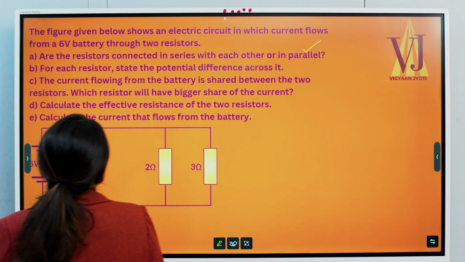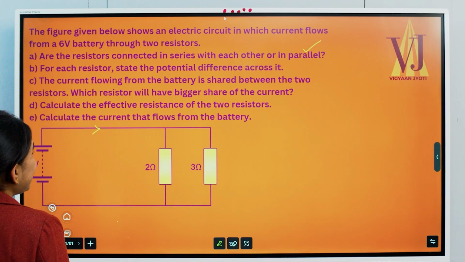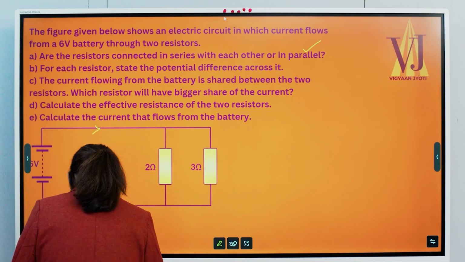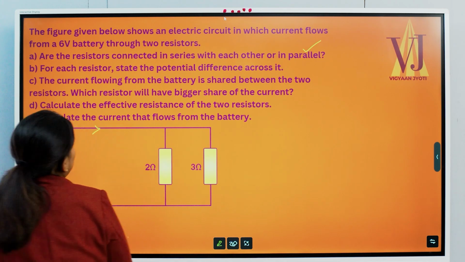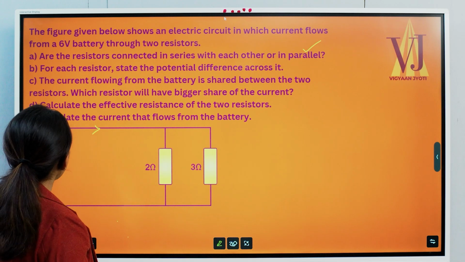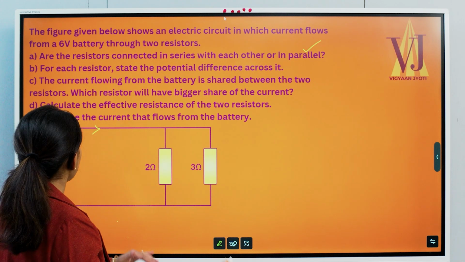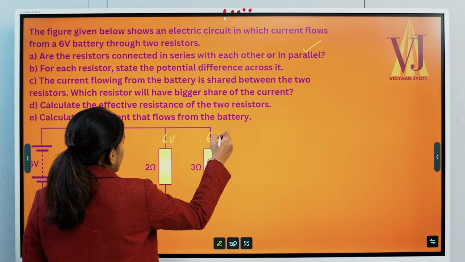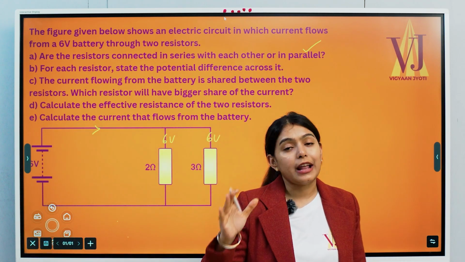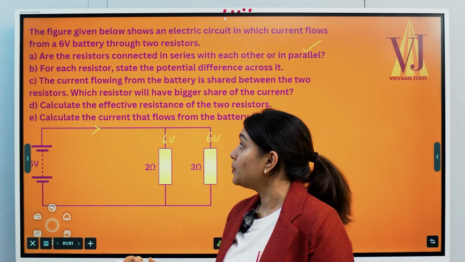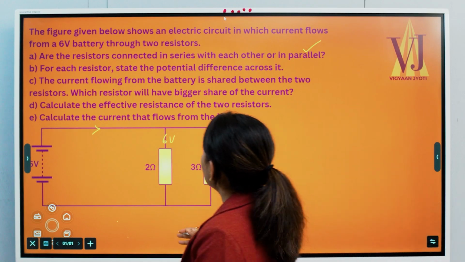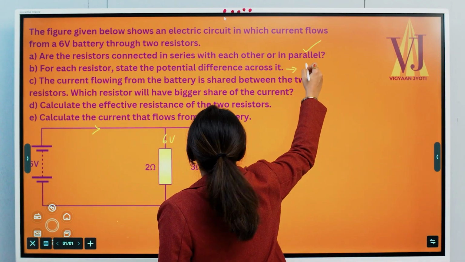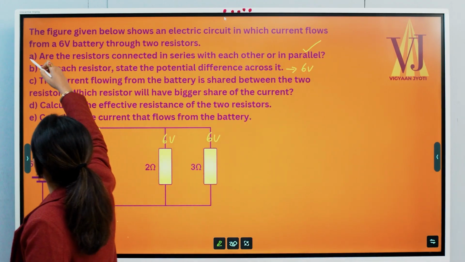Clear? Okay. For each resistor, state the potential difference across it. For each resistor, you need a potential difference. Anyways, so for each resistor, state the potential difference across it. That means it will be 6 volt, 6 volt. Why? Because they are connected in parallel, and we know the voltage is the same in both the cases, both the roads. Okay, that means it will be 6 volt. Fine. So this is all.